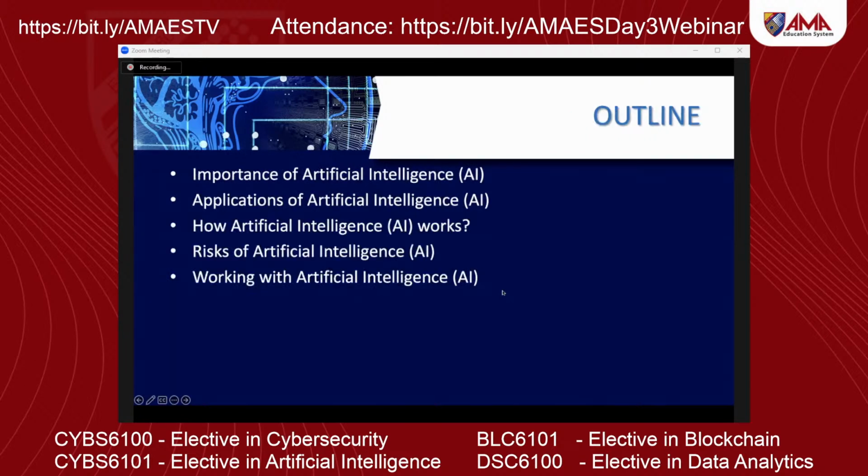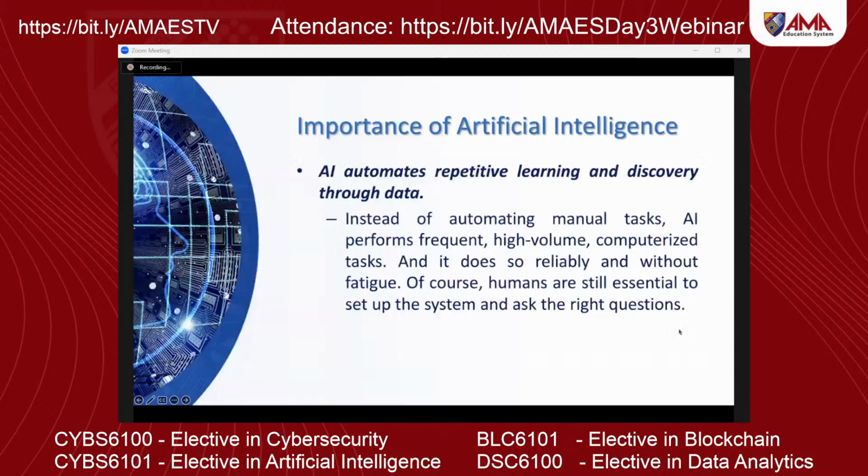For today's topic, we will be discussing the following: the importance of artificial intelligence, the applications of artificial intelligence, how artificial intelligence works, the various risks of artificial intelligence, and working with artificial intelligence. So let's start with the importance of AI.